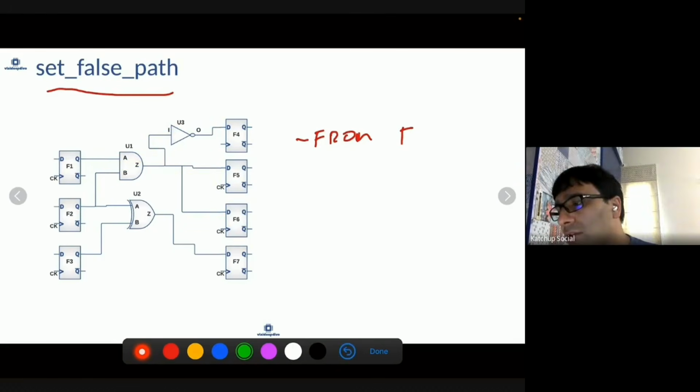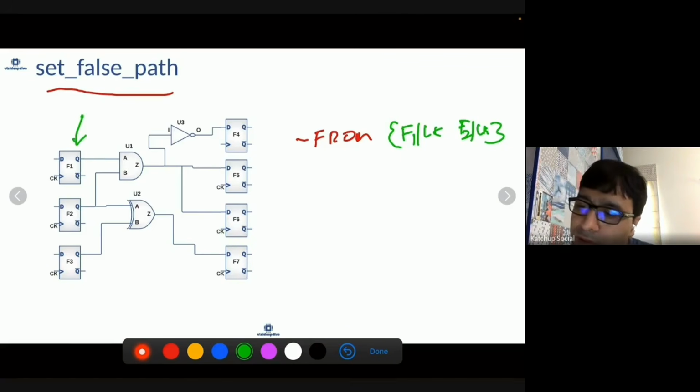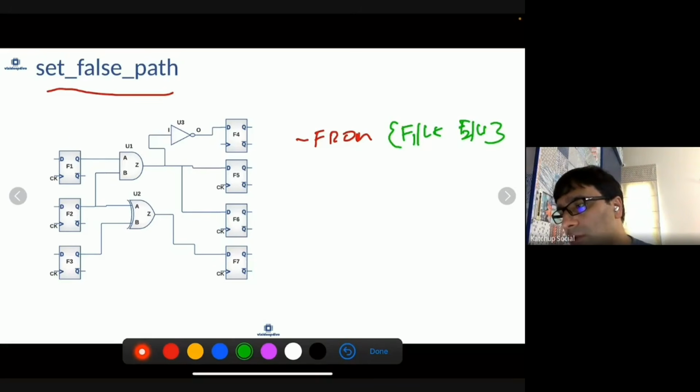Path specification can take a list rather than just using one value. Here you can say F1CK and F2CK. This means don't time any path from F1CK and also F2CK. So basically the STA tool expands those options when calculating the third option. Similarly, you can use a list in the other options as well.